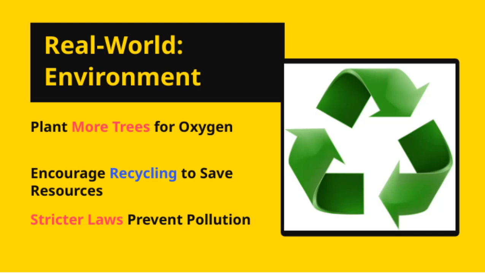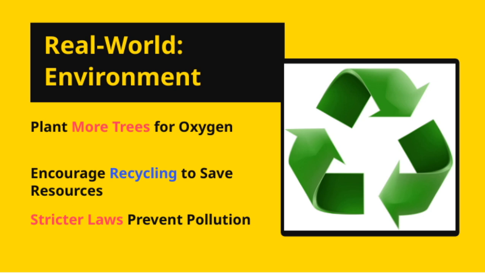Let's talk about some practical ways to protect our environment. Stricter laws play a crucial role in preventing pollution, because when regulations are tighter, industries are held accountable and pollution levels decrease. Encouraging recycling is another powerful step. It helps us save resources like water, energy, and raw materials, making sure we're reducing waste and preserving our planet's limited resources. Planting more trees is also vital, as trees give us oxygen, improve air quality, and support biodiversity.